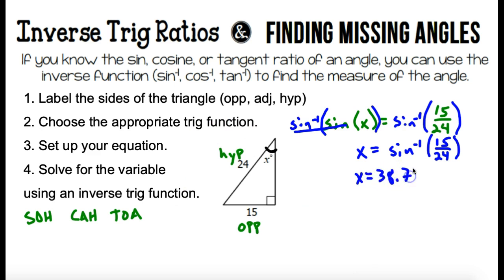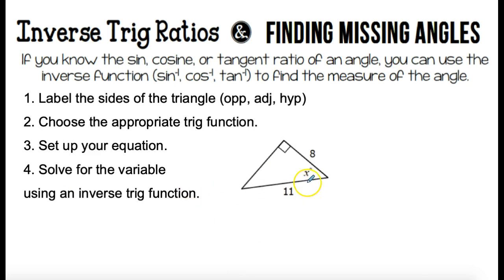Okay? So remember, when we're setting up the equation, it's always trig function of the angle equals whatever that ratio is. Now in this case, to solve for the angle, we need to use the inverse trig. So let's do a couple more examples.